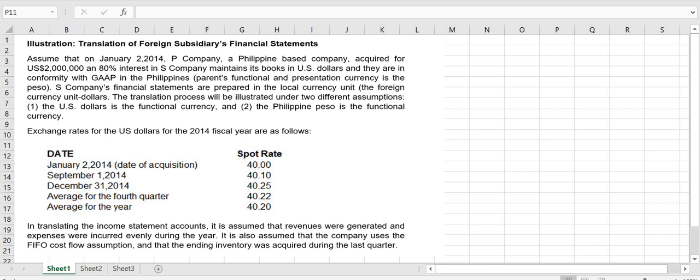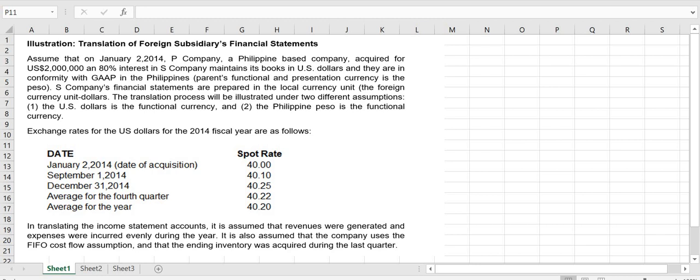The translation process will be illustrated under two different assumptions. In this video, we shall discuss what if the US dollar is the functional currency, which is equal to the local currency of the foreign subsidiary, and then what if the Philippine peso is the functional currency. If the US dollar is the functional currency, the same as the local currency of the foreign subsidiary, we'll use the current rate method, which is our focus in this video. If the Philippine peso is the functional currency, that's a remeasurement, and we'll use the temporal method, which we shall have in the succeeding video.